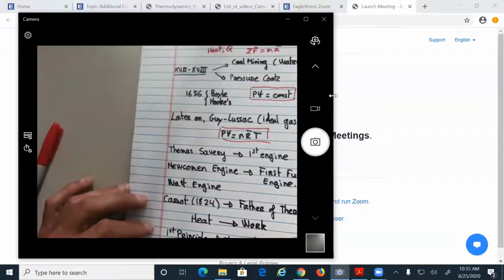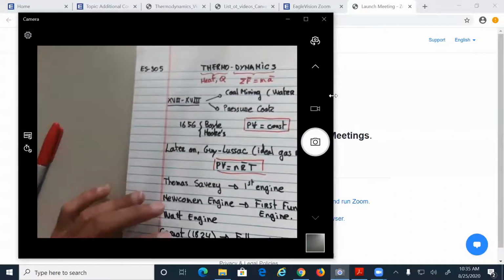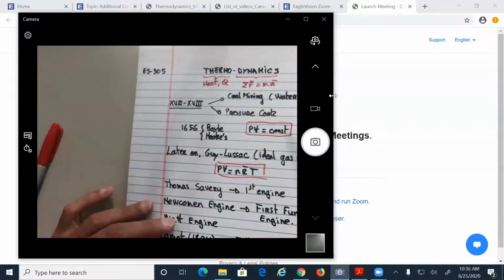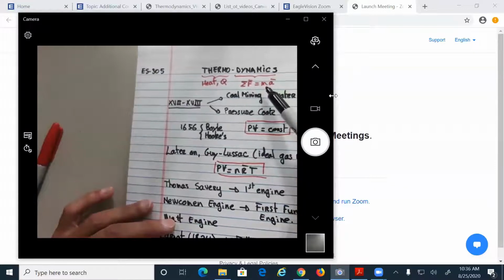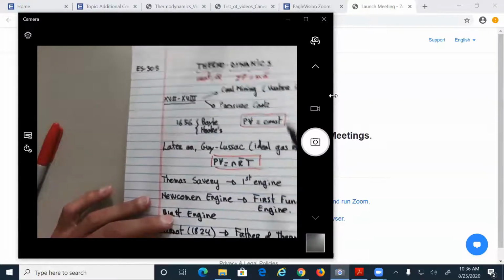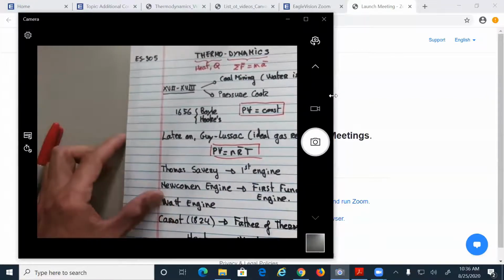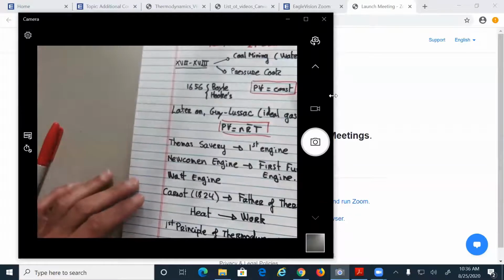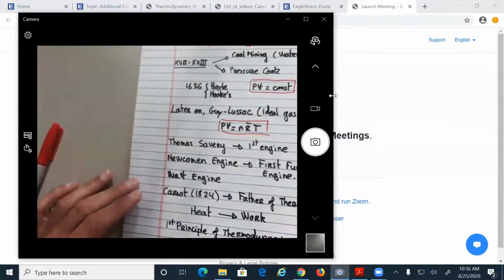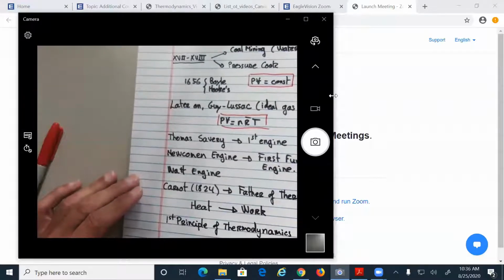What is the difference between a law and a principle? For me, a law is something you cannot prove or derive. So Newton's law is the summation of forces equals 0 for statics, and summation of forces equals ma for dynamics. It's a given equation; you cannot derive it. A principle is something that is derived from a law. And you will see that the first principle is derived from the summation of forces equals ma.